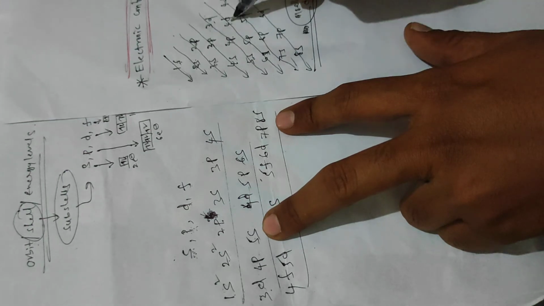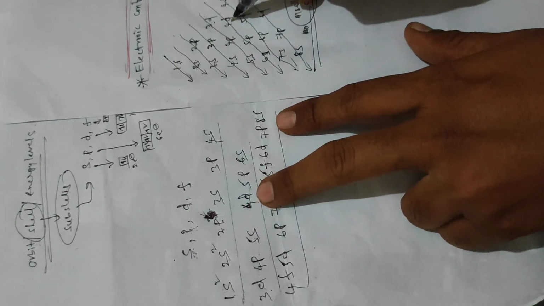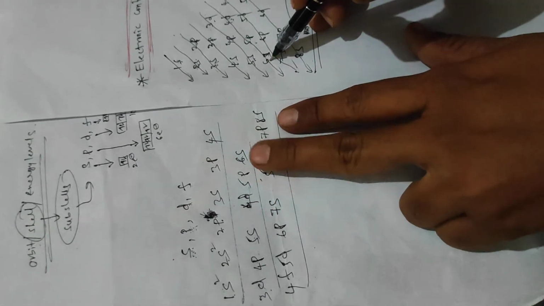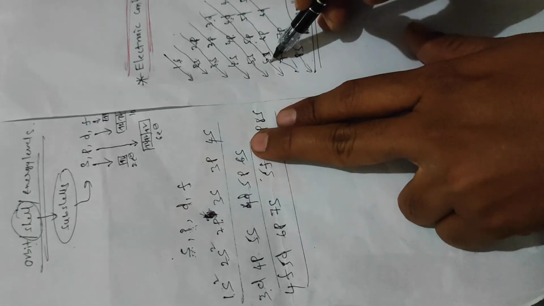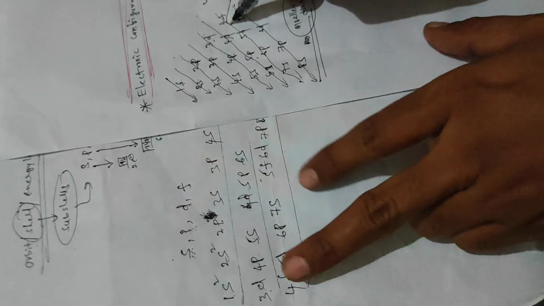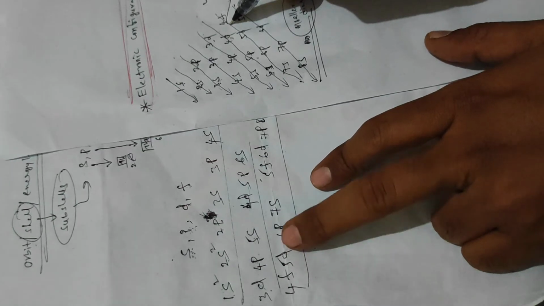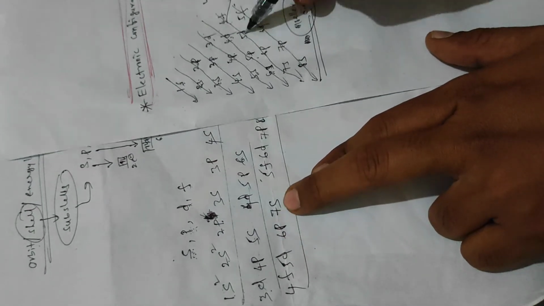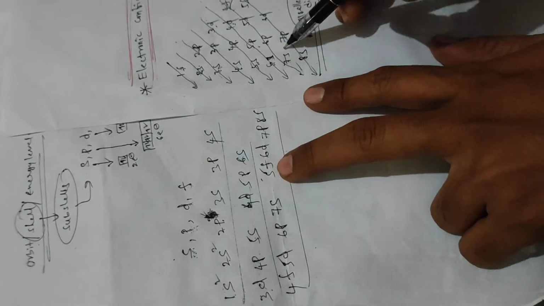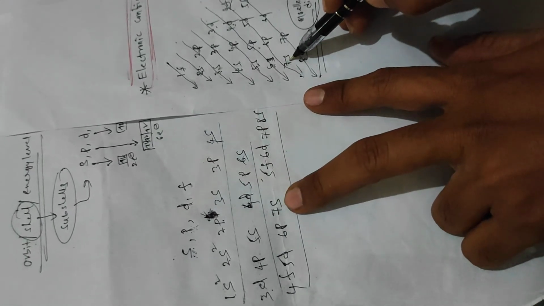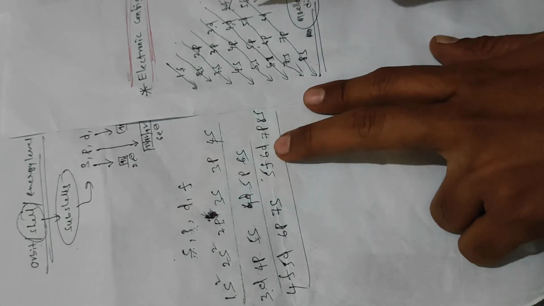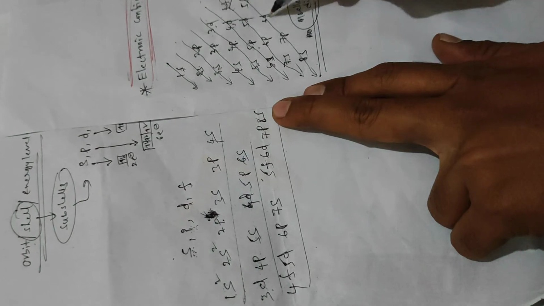After 5s, electrons enter into 4d, so I wrote here 4d. After 4d, 5p and 6s. In the same way, after 6s electrons enter into 4f, so here also I wrote 4f. Then 5d, 6p, 7s, in the same way. After 7s electrons enter into 5f. After that 6d, 7p, 8s.